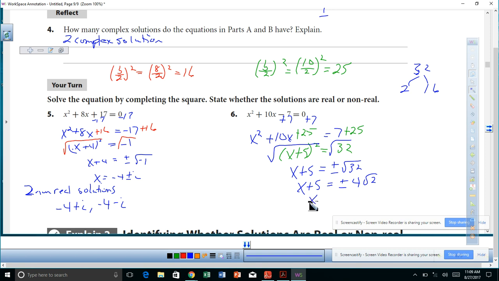Subtract 5 from both sides. You got x equals negative 5 plus or minus 4 times the square root of 2. And so we're going to have two real solutions. Negative 5 plus 4 times the square root of 2 and negative 5 minus 4 times the square root of 2.